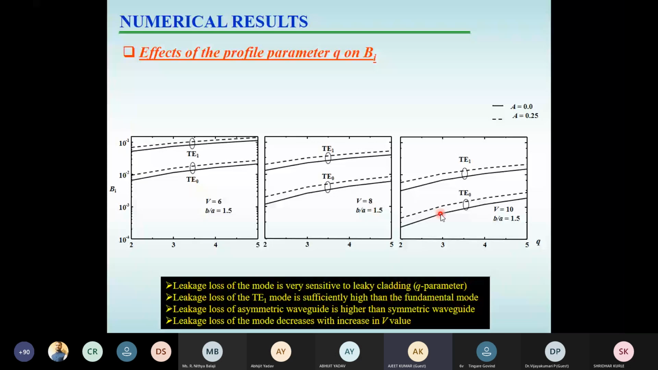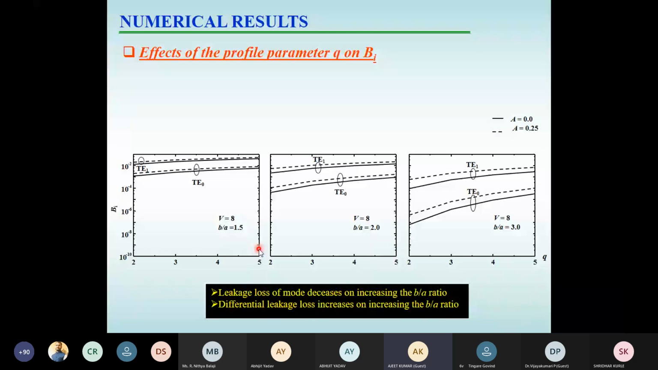Similarly, we have also seen the effect of the B by A parameter, which is the width of this leaky cladding. Then the loss is decreasing, but at the same time, the differential leakage loss is also increasing. So if you want to increase the differential leakage loss, you can get the outcome from this analysis. See, here the differential loss is this one, and here the differential loss is huge. So if you want to increase the differential loss, you should play with this B by A parameter.